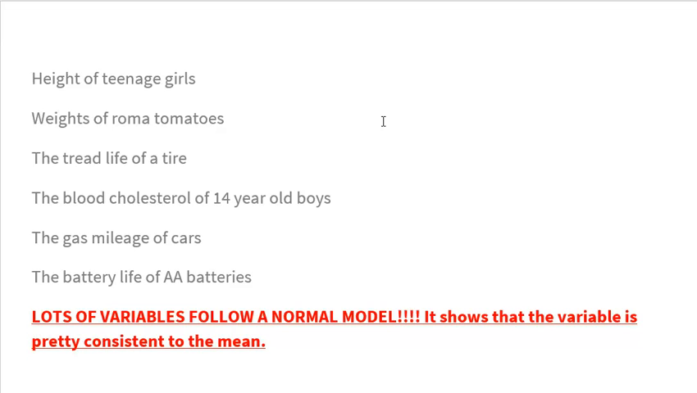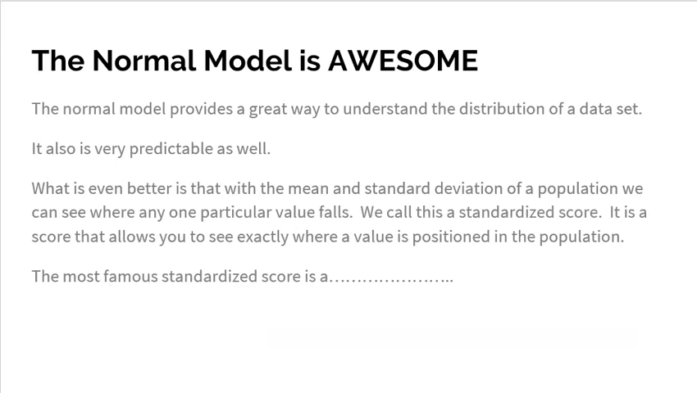And, you know, think about it. What this model shows for those variables is that they're pretty consistent to the mean, meaning most data is near the mean. All right, the normal model truly is awesome. It provides a great way to understand the distribution of a data set, and it allows us to have an even better way to predict or model a population distribution. So because it's so awesome, because it's so common, it's actually very predictable.